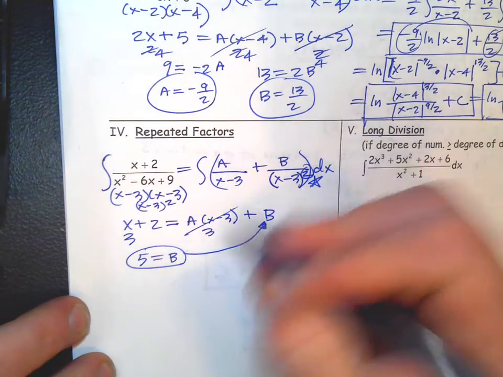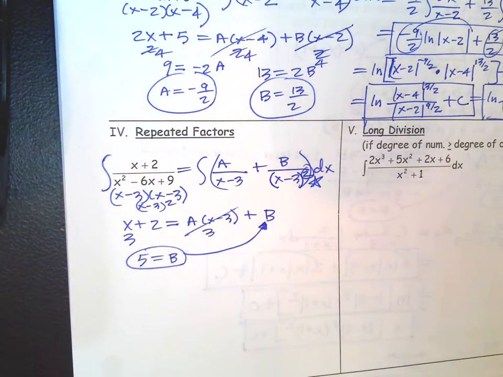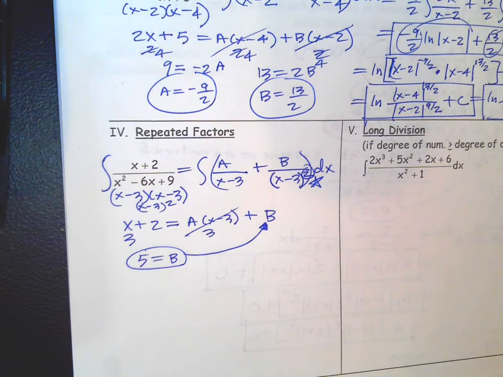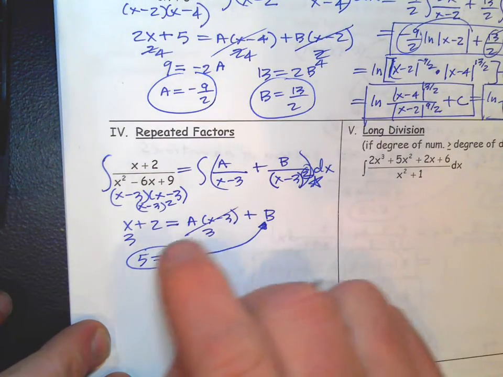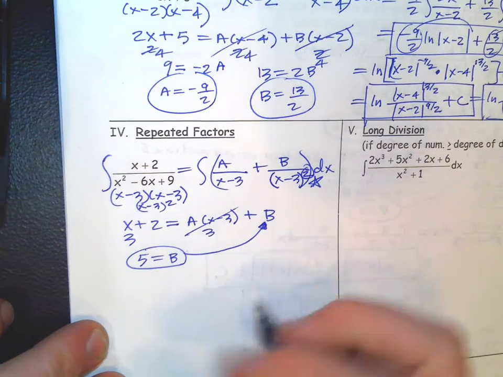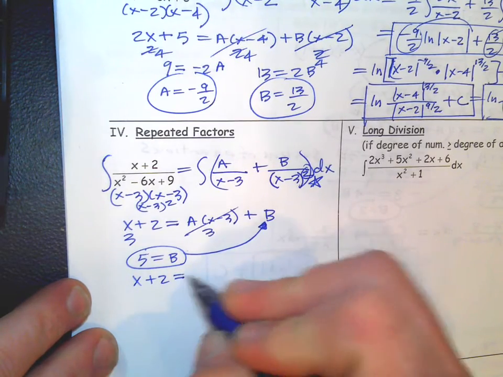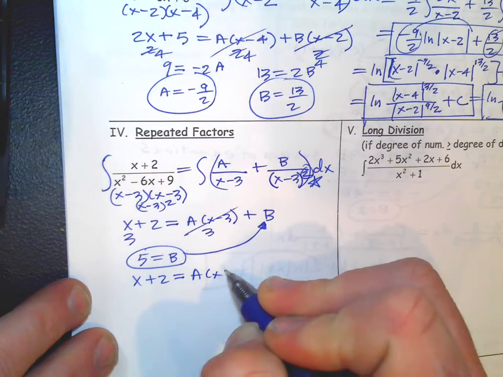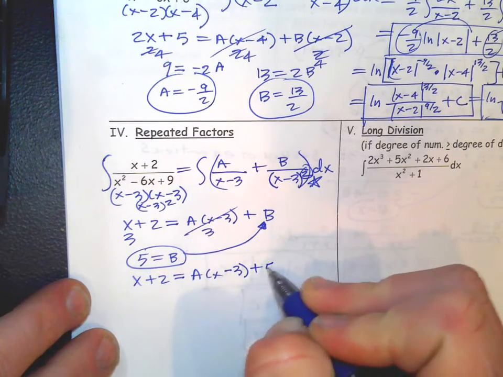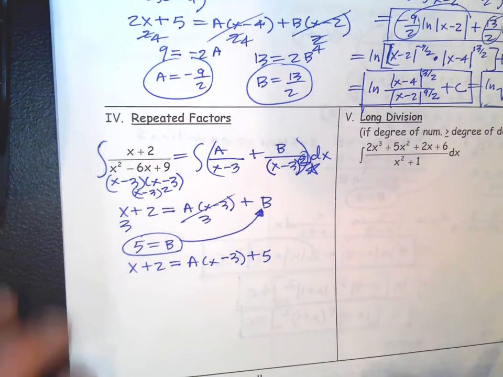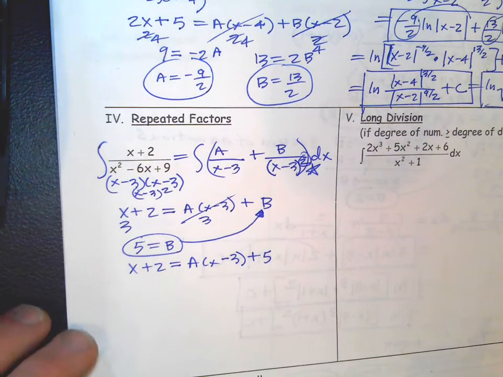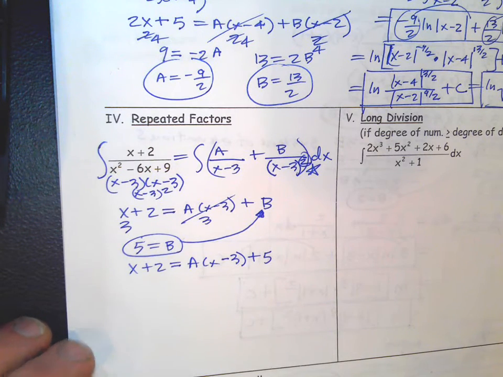And we could use this technique on the other problems. It just unnecessarily adds a little more difficulty. The getting rid of one, getting rid of the other, that's the quickest, fastest way. This time we can't get rid of b, so we got to find b first and then plug it in. So this equation is x plus 2 equals a times x minus 3 plus 5. That's what it is now. So instead of trying to get rid of b, we just put the number in for it.